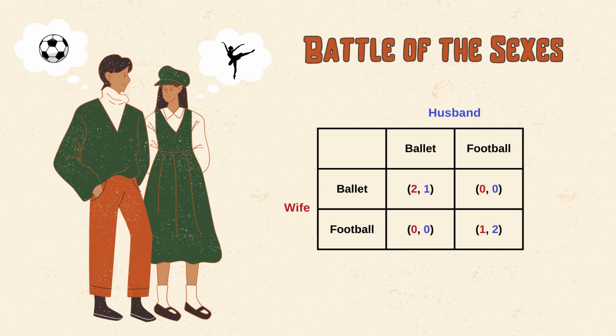Let's see from the husband's perspective. If he thinks his wife will choose ballet, he will choose it too, since going to ballet with his wife is still better than being alone. So getting 1 is better than 0, but if he thinks she will choose football, he'll choose it for sure, and hence he'll get 2 instead of 0.